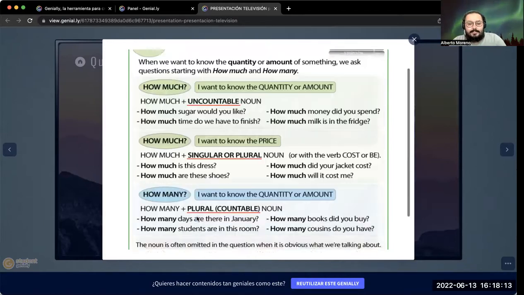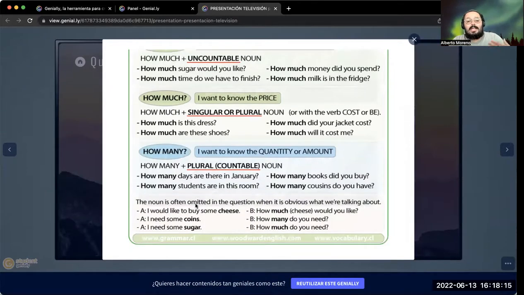Ahora, por otro lado, cuando queremos conocer la cantidad de algo, de un sustantivo contable, utilizamos how many. Ojo, how many solamente se usa con sustantivos contables en plural. ¿Ok? How many days, cuántos días, how many students, cuántos estudiantes. Chicos, ojo también aquí. Cuando es obvio de lo que estamos hablando, podemos omitir el sustantivo. Por ejemplo, I would like to buy some cheese. How much cheese would you like? ¿Cuánto queso necesito? Podemos omitir ese queso. ¿Ok? ¿Dudas, preguntas hasta aquí?